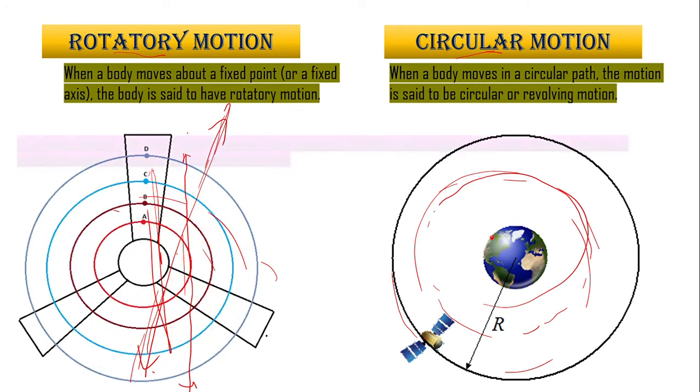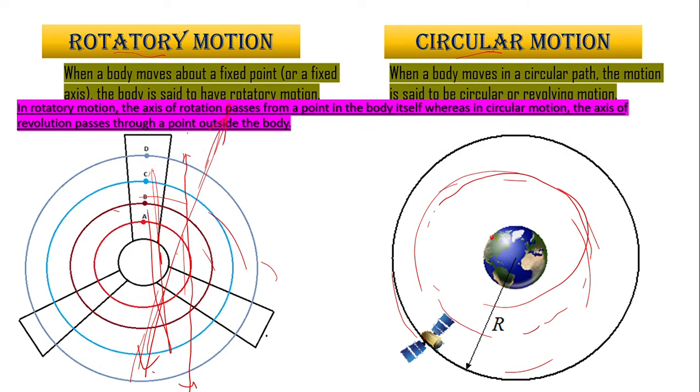its axis. So what is the basic difference between a circular motion and rotatory motion? In rotatory motion, the axis of rotation passes through a point in the body itself. So from inside the body, you form the axis of it. Whereas in circular motion, the axis of revolution passes through a point outside the body. So it is outside the body. So this is the body. Satellite is the body.